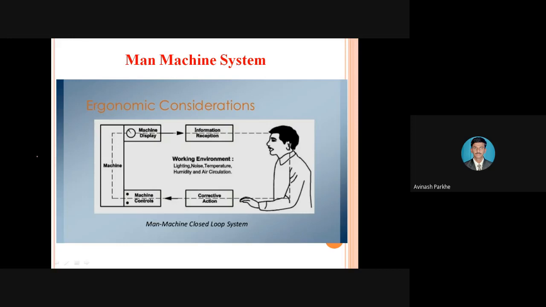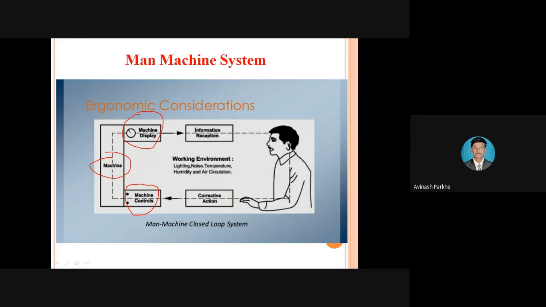That means the ergonomic concepts are to be considered. Similarly, in case of an industry, this man-machine concept is very important. So whatever the figure in front of you, what does that figure indicate? Here at the left side, the machine is there. Whatever control devices are provided, they are provided at the bottom side, and whatever the output, the displays, are provided at the top side. And here at the right side, the operator, or the man, is there.